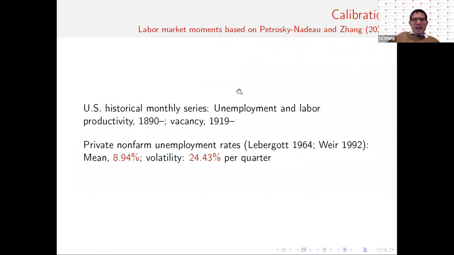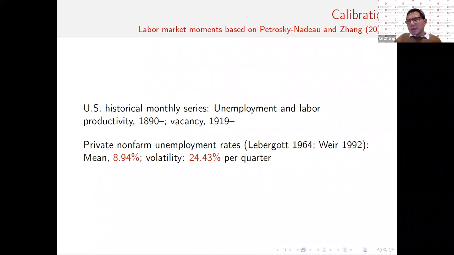For labor market moments, we mostly use Pichoskin and Du and Zhang 2021 GME article, and there we did the geometric work, economic history work, and we compile historical time series of unemployment rate, vacancies, as well as labor productivity by pulling together different sources of historical data. And we looked around a little bit in terms of the other countries.